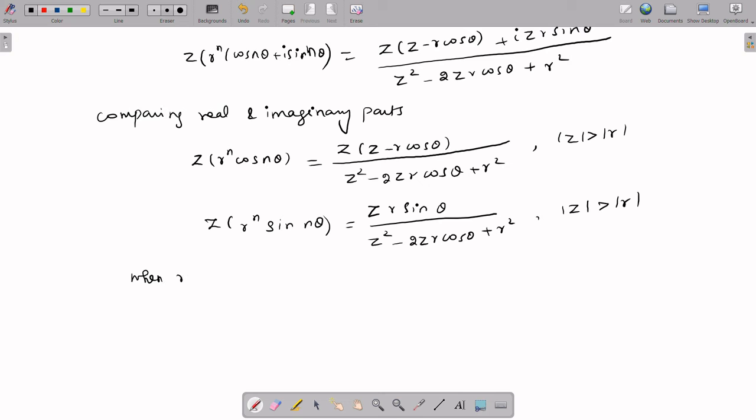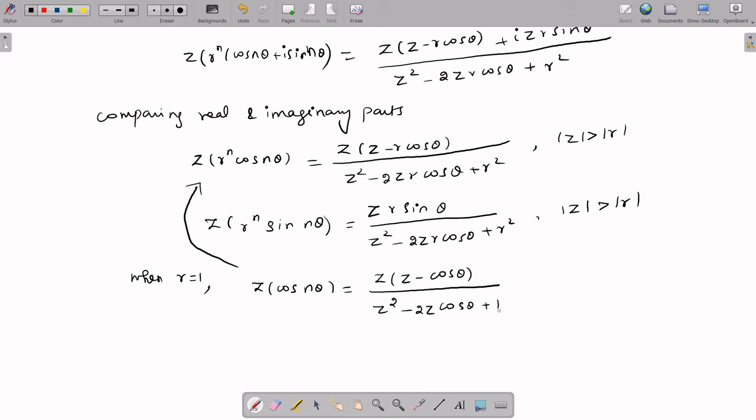Next result, we have to prove the Z transform of cos n theta. So when r is equal to 1, put r equal to 1 in this formula. Okay, so we have the Z transform of cos n theta is equal to z into z minus cos theta, with r equal to 1, divided by z squared minus 2z cos theta plus 1. This is the value of the Z transform of cos n theta, and here the region of convergence is mod z greater than 1.